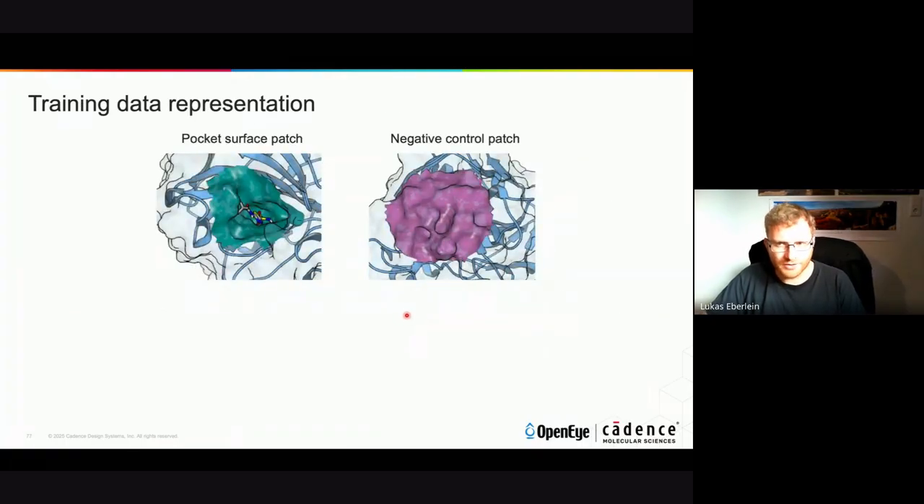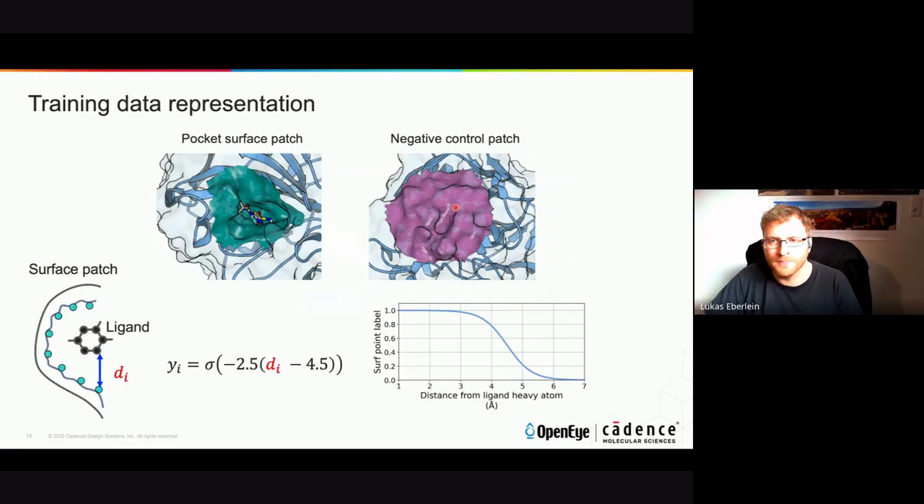This is what it looks like. We have a protein pocket surface patch representation. And here, this is the positive control. We use a protein ligand system and consider the surface area within a certain distance criterion around the ligand to be a positive protein patch. And we have a negative control patch, not going into too much detail here, but this is a part of the exact same protein, which has a similar curvature and size as the positive protein patch. And this is what we are calling our negative control.